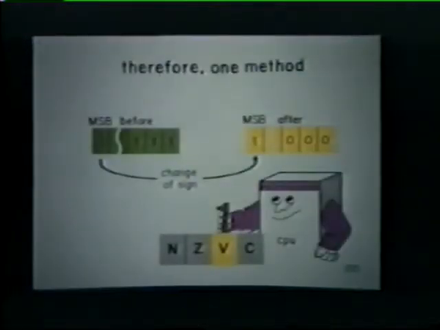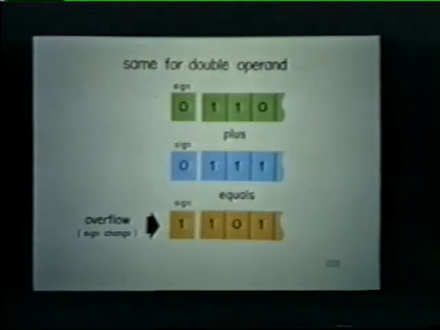In other words, there is a change of sign, in this case from a 0 to a 1. Therefore, one method of detecting an overflow condition is to have the CPU monitor the most significant bit before and after instruction execution. If the MSB changes from a 0 to a 1, or vice versa, an overflow condition exists and the CPU sets the V bit. This same method is used for double operand instructions. Here, for instance, notice that we have added two numbers of like sign, but the result is a change of sign, or an overflow condition.